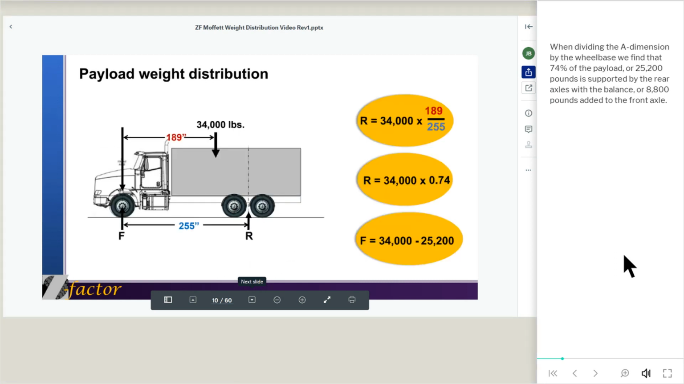When dividing the A dimension by the wheelbase, we find that 74% of the payload, or 25,200 pounds, is supported by the rear axles with the balance, or 8,800 pounds, added to the front axle.